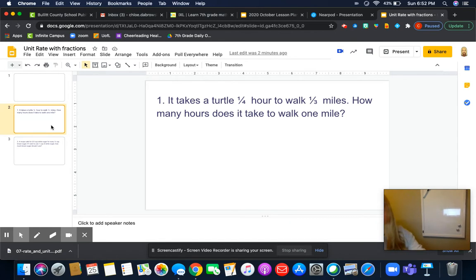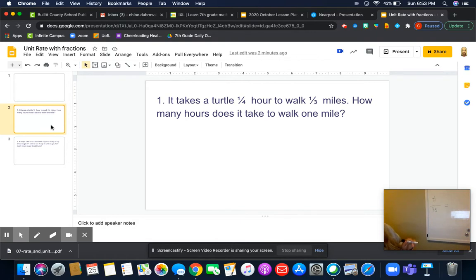All right, so if we know that we are going to take 1/4 of an hour, so we have our 1/4. We're going to put that over 1/3. It takes us a quarter hour to walk 1/3 of a mile. So we want to know how many hours it takes to walk 1 mile. So we're going to set this equal.